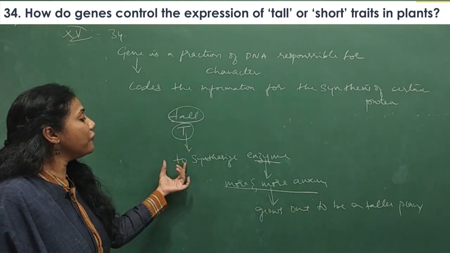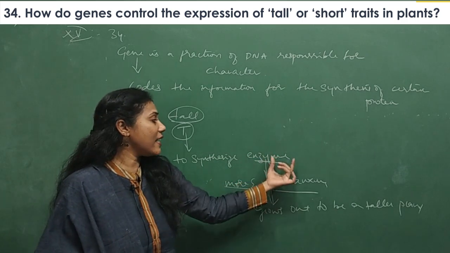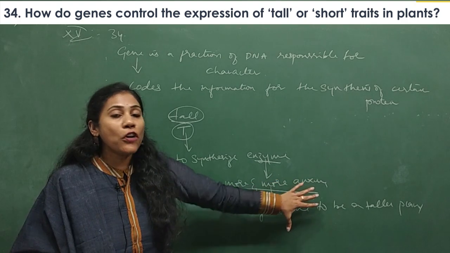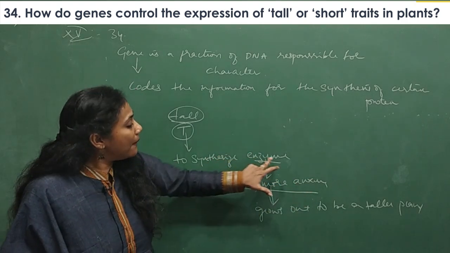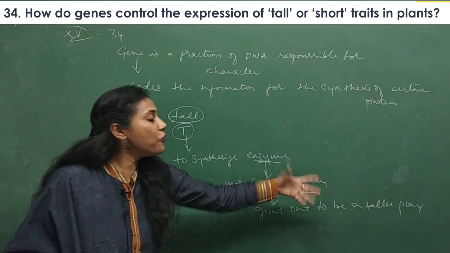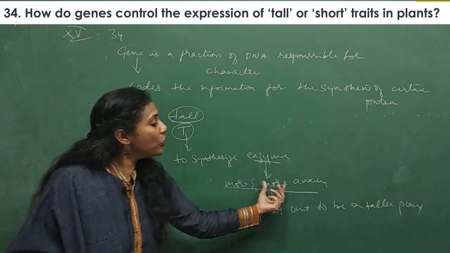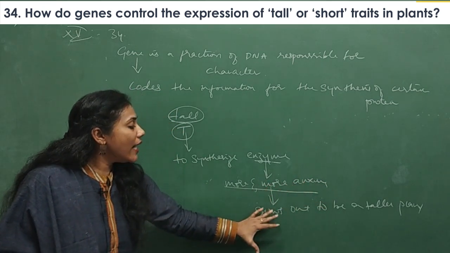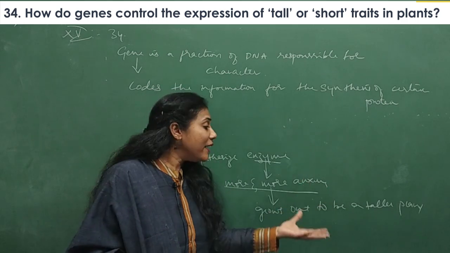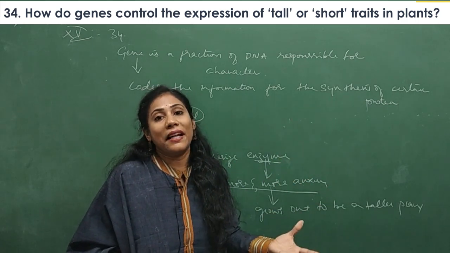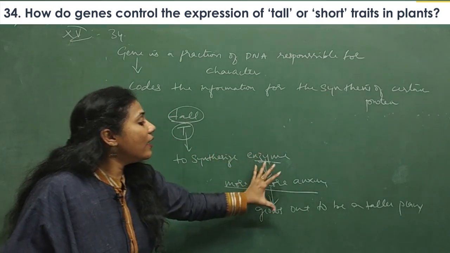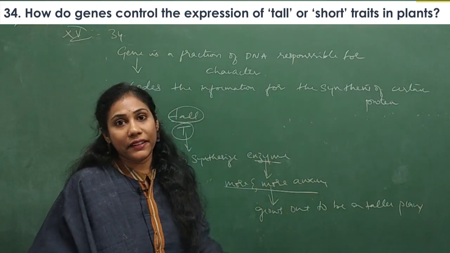It is giving the information to synthesize a certain enzyme, and this enzyme is responsible for the production of auxin. So when you have more of this enzyme, automatically more and more auxins are produced. When you have more and more auxin, what happens? Automatically the growth is more in the plant, and the plant grows out to be a taller plant, right? So this is how the gene is controlling certain characters in a plant, right?